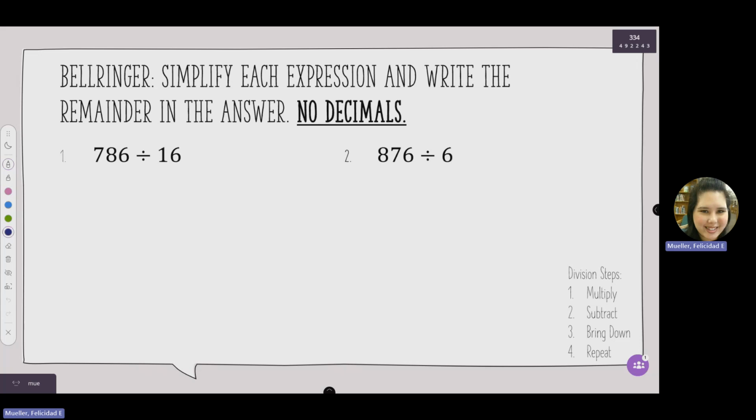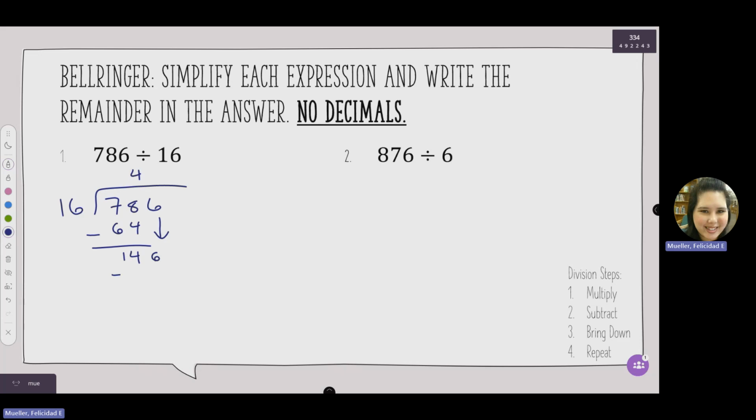Just as a review, my divisor is what we're dividing by. So that's 16. We have 786. I know for a fact that 16 doesn't go into 78, but we do know that it goes in 4 times because 16 times 4 is 64. So we subtract that value and get 14. We're going to bring down the 6.